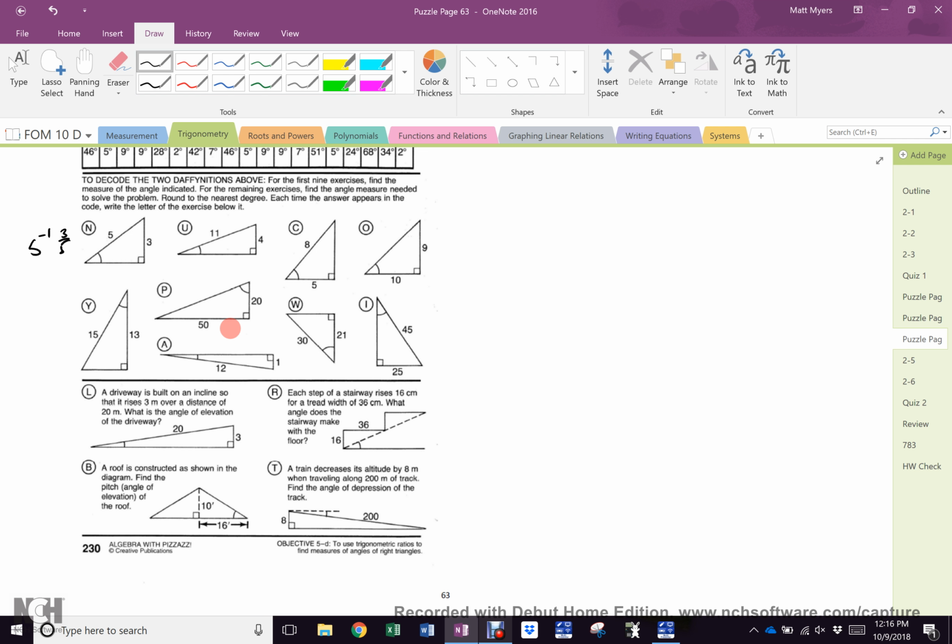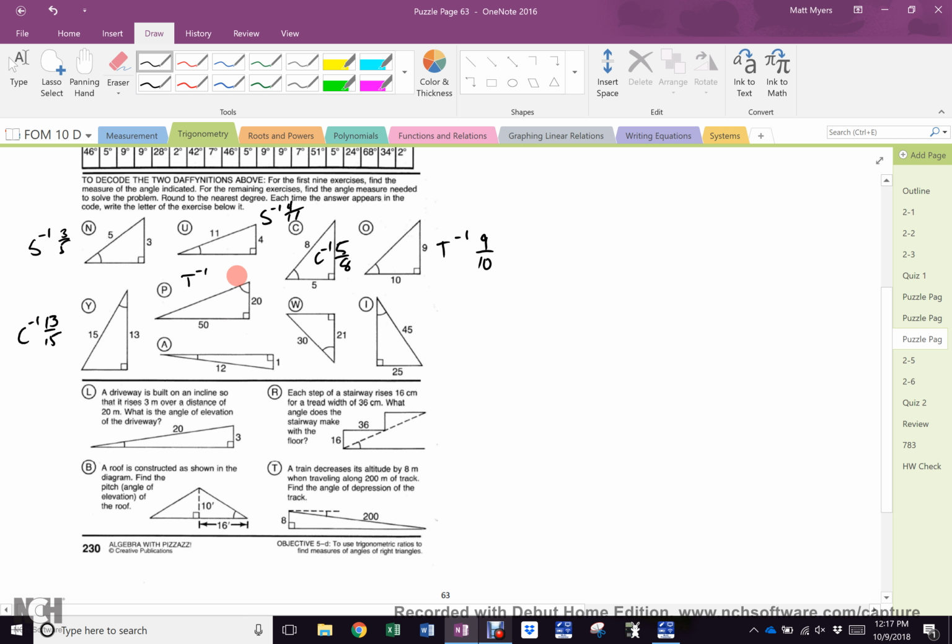Shift sine 4 over 11. Shift cos 5 over 8. Shift tan 9 over 10. Okay, we don't need the shift anymore, I know what it is. Cos 13 over 15. P is tan 50 over 20. I didn't fool anybody on that one.